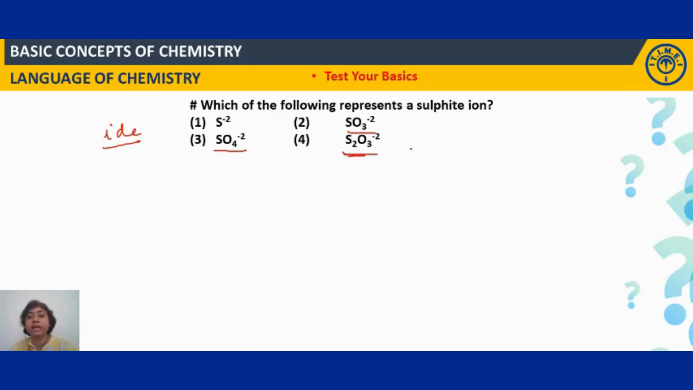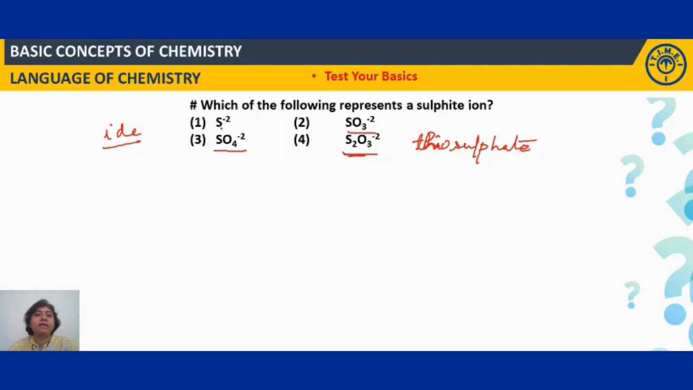So let us write first the name of this one, S2O3, which is not coming into the category you have studied. So this is called thiosulfate. Thiosulfate. So S2O3 -2 is thiosulfate. Please note it down.